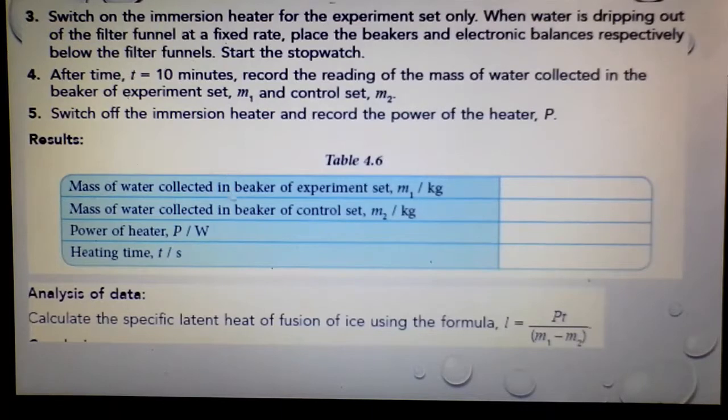Okay, now we have the mass of water collected in the beaker for the experiment set M1, the mass of water collected in the beaker for the control set M2, the power of the heater P, and the heating time T. So now we want to calculate the mass of water collected due to the electrical energy supply only. Meaning we need to do M1 minus M2. Thus we can calculate the specific latent heat of fusion of ice using the formula L equals Q equals Pt, so Pt divided by M1 minus M2. So we get the value of the specific latent heat of fusion of ice.